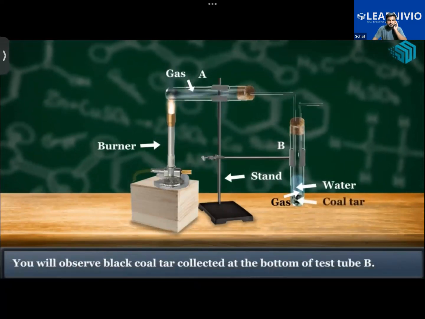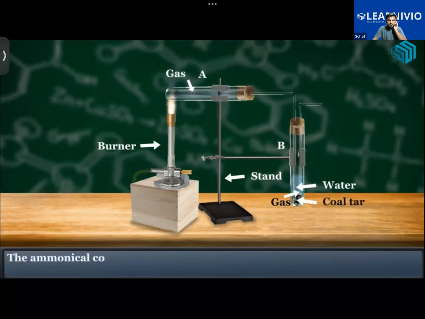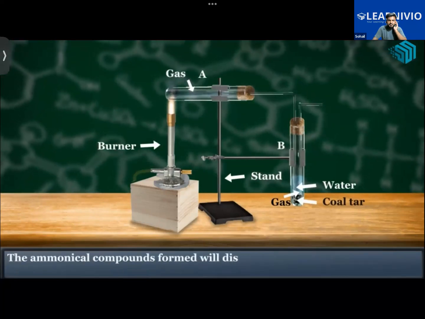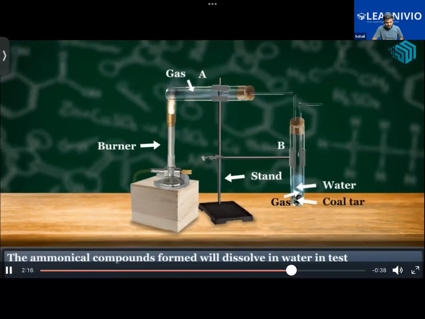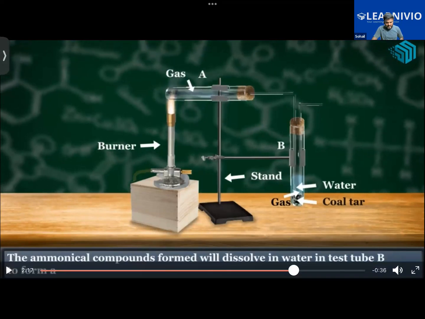The ammonical compounds formed will dissolve in water in test tube B to form ammonical liquor. The ammonical compounds, like compounds of ammonia, are soluble in water, so they dissolve in water. Now coal tar is not soluble in water, thereby it settles at the bottom.